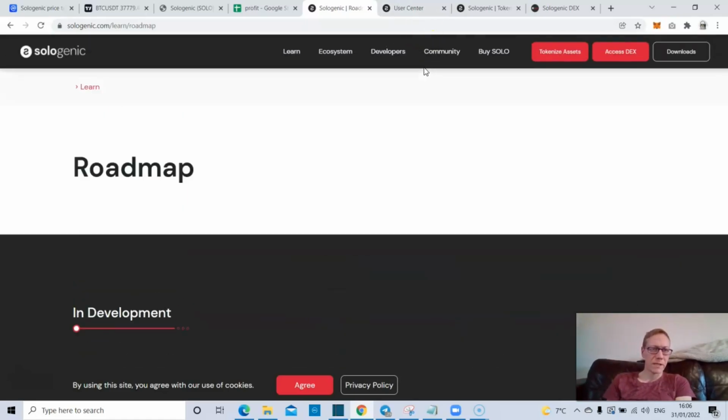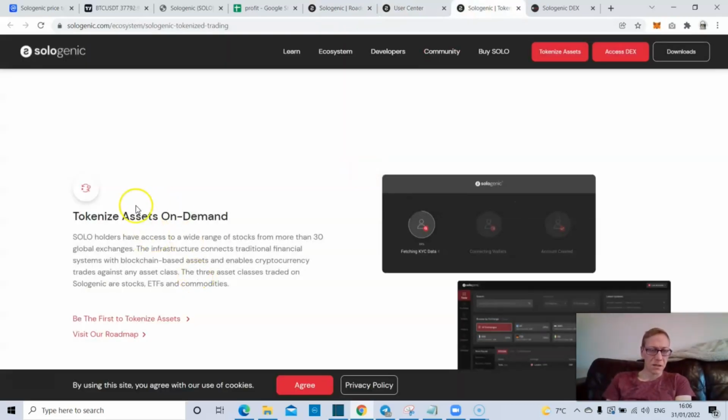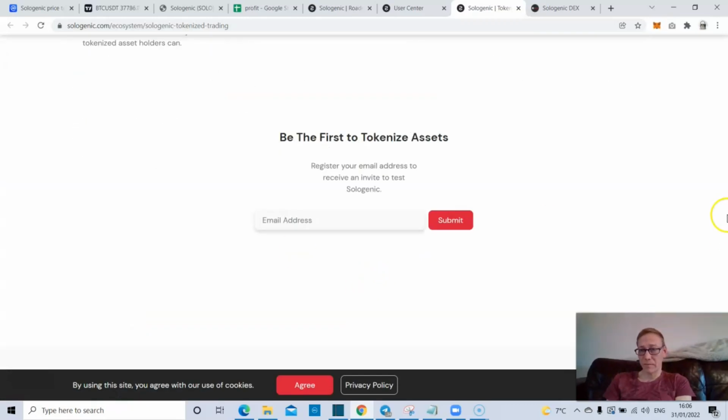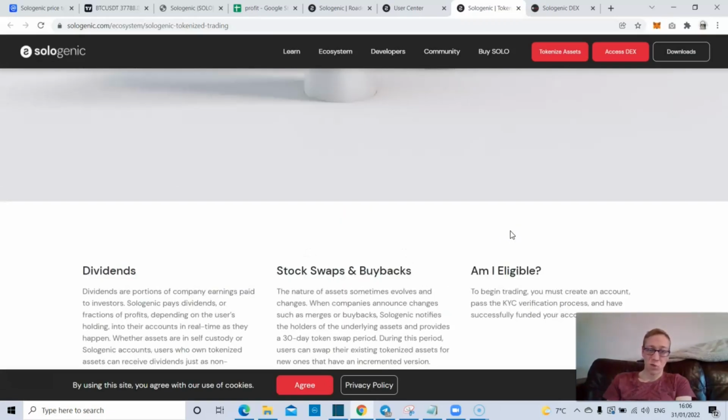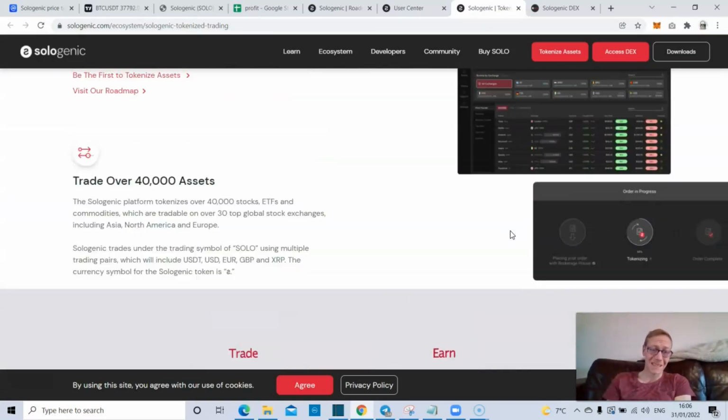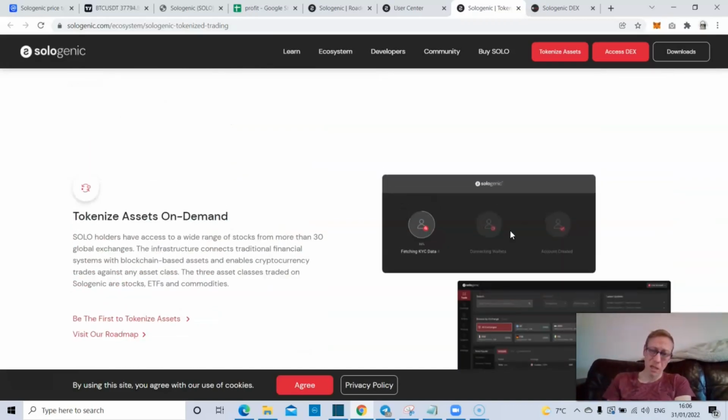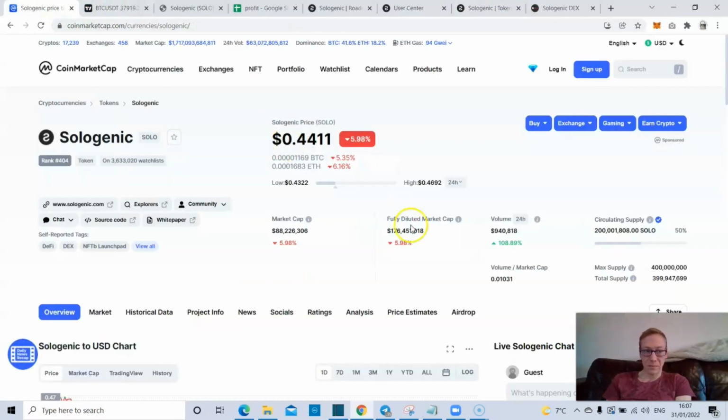Now, one thing that I really, really am bullish on, like I said, is the tokenization of assets. So tokenizing assets on demand is going to allow people to start being able to trade through Sologenic. Like I said, the issue here is you've got a ton of competition knocking about, so it's about being better than the rest. That's the goal. An ecosystem that's growing, and because it's built on XRP, it's going to be exceptionally fast. So I'm looking forward to seeing that play out as well.